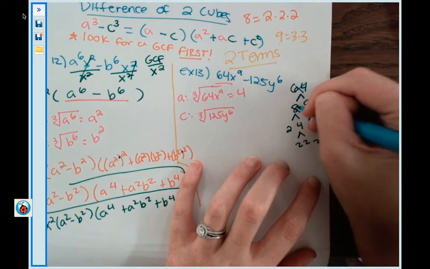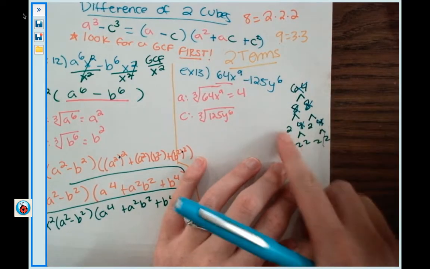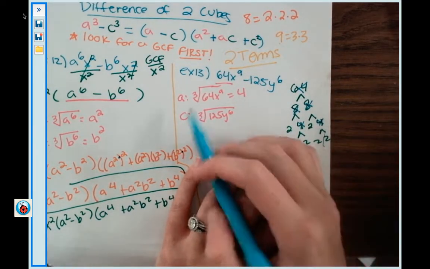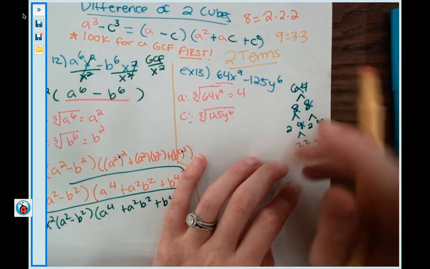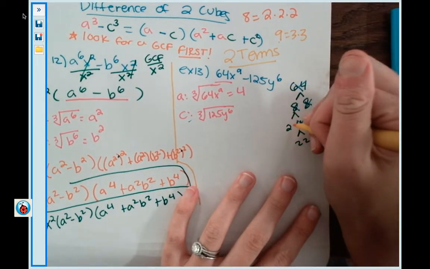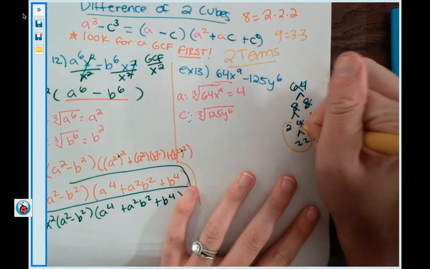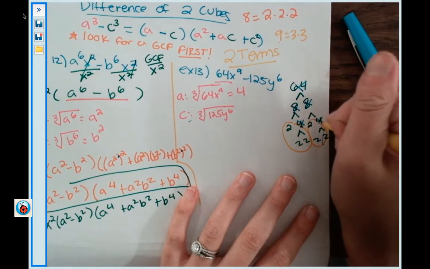The 8s broke down, so I ignore those. And the 4s broke down. So all that's left is a bunch of 2s. But with cube roots, you're looking for 3 of a kind this time, not just 2 of a kind. So we need 3 people to go and leave the radical, okay? So for example, I see 3 of a kind here, and I see 3 of a kind here.